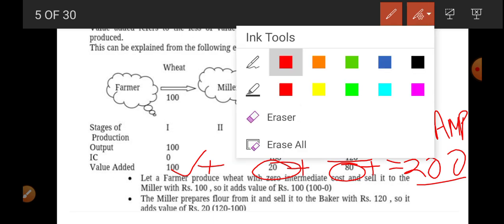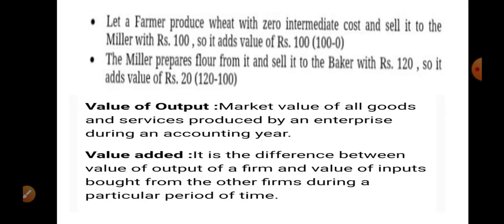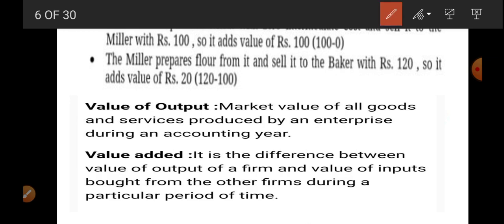In very, very simple language, it is the sum of value added by each production unit. So the farmer did value addition of 100, the miller only 20, because 100 is the cost of wheat. Okay, the baker paid 120 for the flour, and he sells the bread at 200, that is, he made a value addition of 80 rupees. Okay, now value of output.